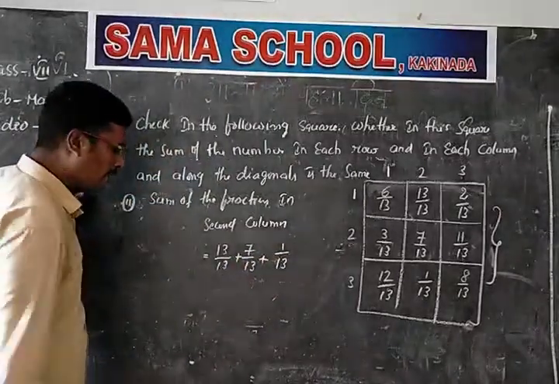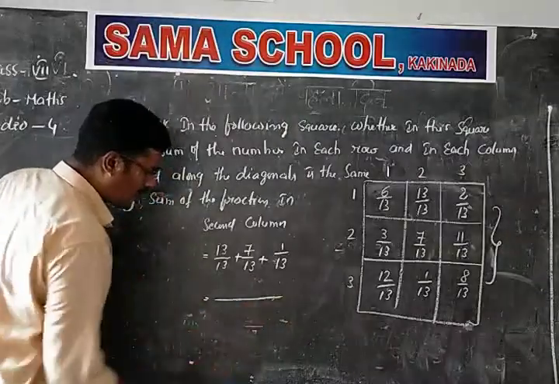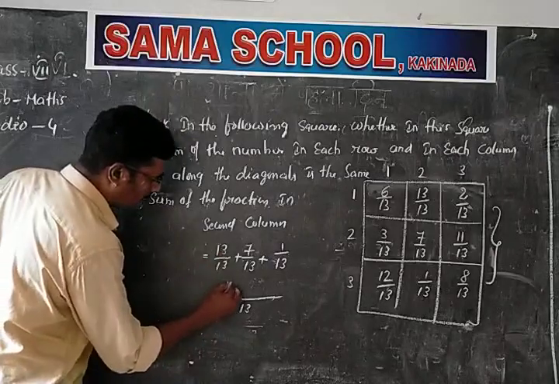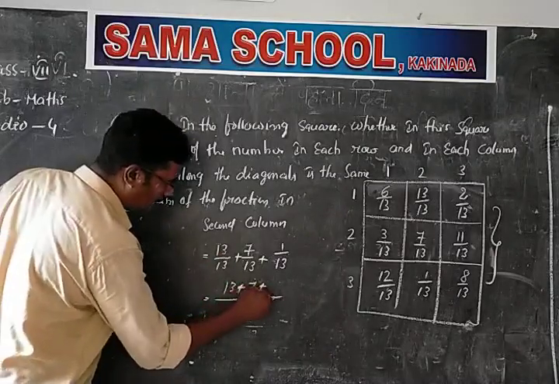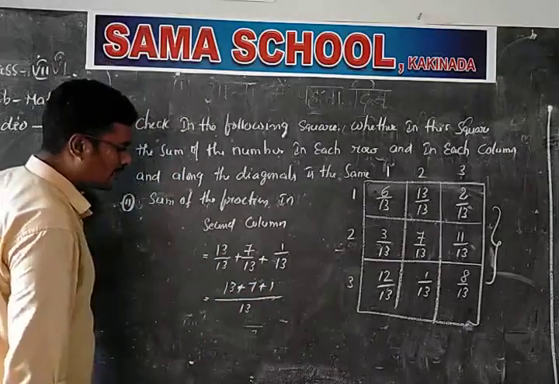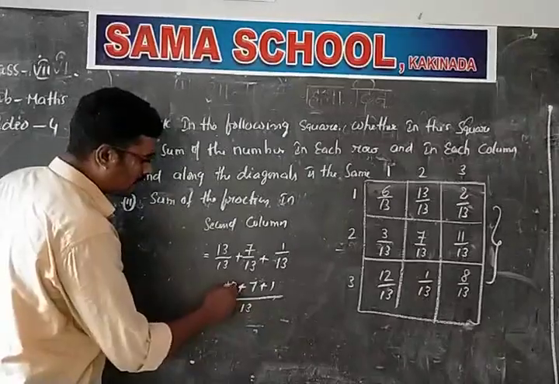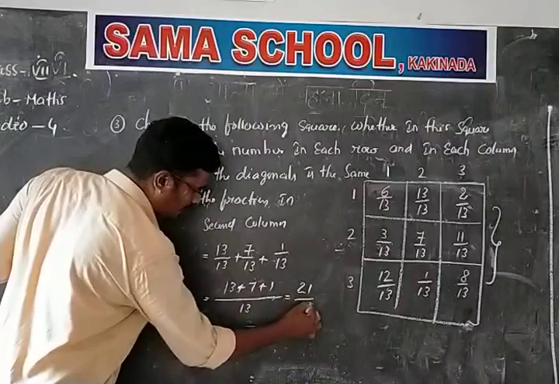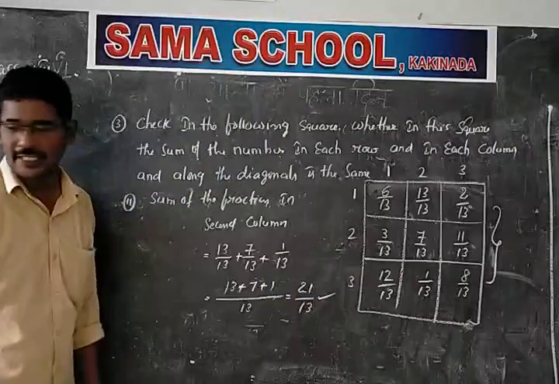These are like fractions. What is the LCM? 13 is the LCM. Remaining numbers: 13 plus 7 plus 1. Adding 13 plus 7 plus 1: 13 plus 7 is 20, 20 plus 1 is 21. So 21 by 13 is the fraction.